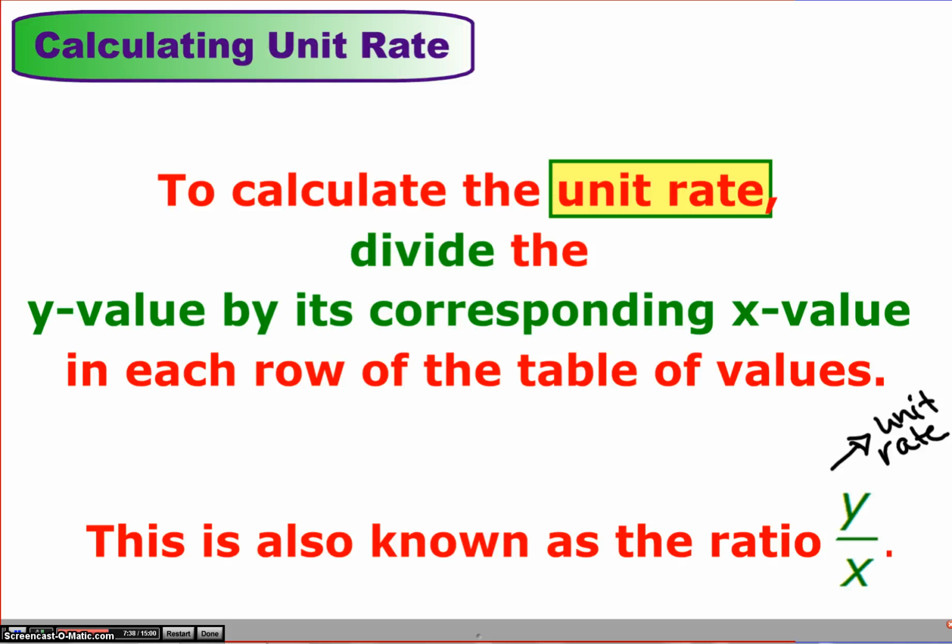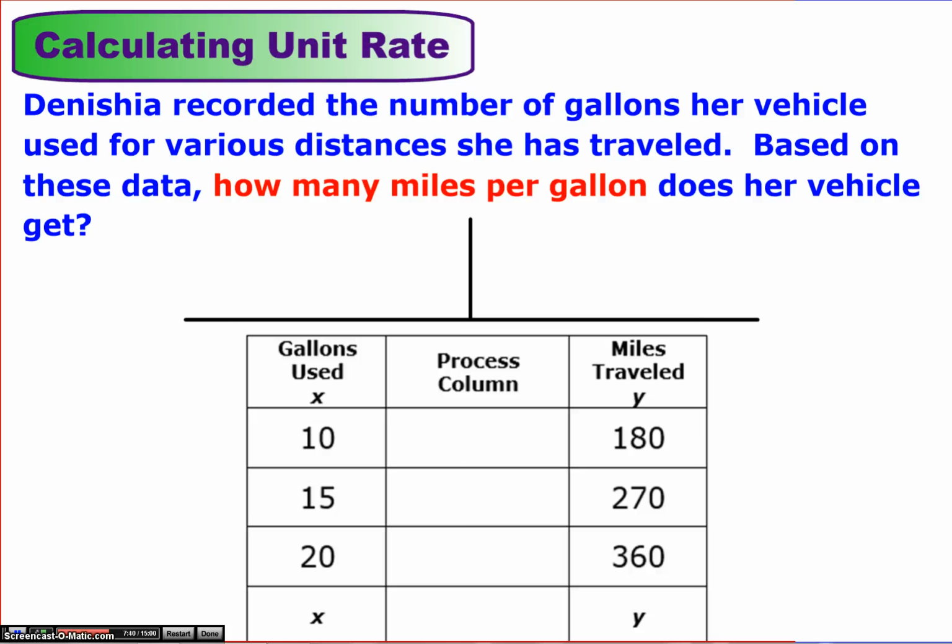So let's go to another example. What do you notice about this example? You'll notice that we are given the table values now instead of the scenario. So what are we looking for? We're trying to find miles per gallon.